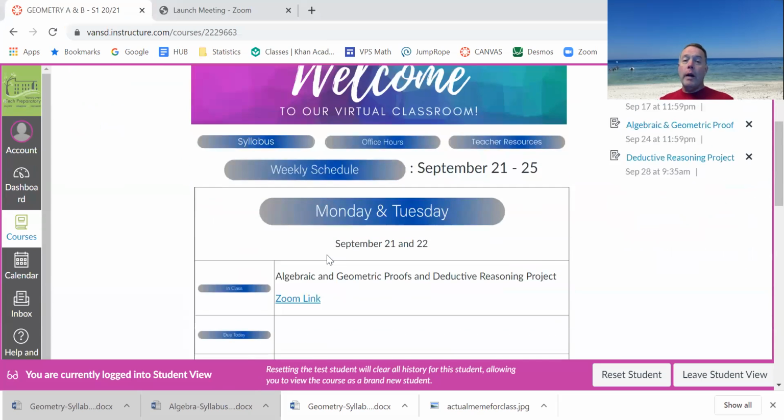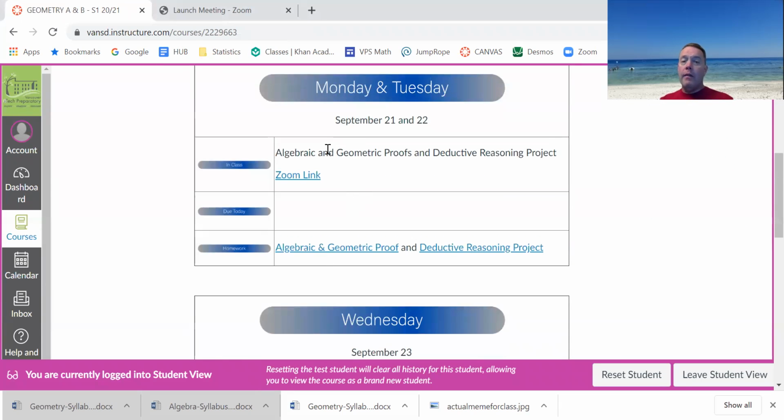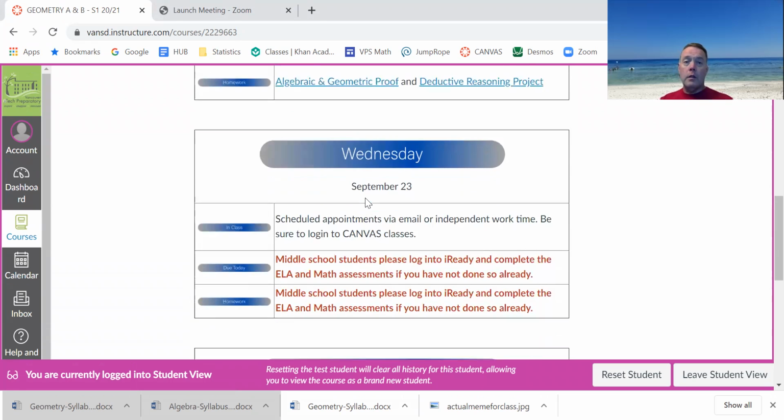The weeks are arranged similarly. We'll have what we're doing in class on a particular day, along with the Zoom link for the class for that day. What, if anything, is due, we'll go here for the due today. And the assignment for the day, the homework, is listed down below for either the Monday or the Tuesday class, depending on which one your student's in.